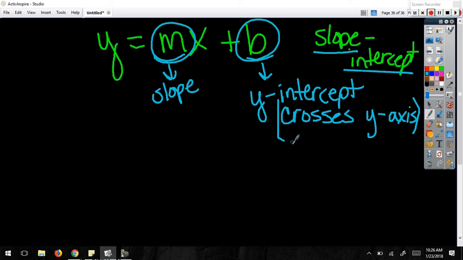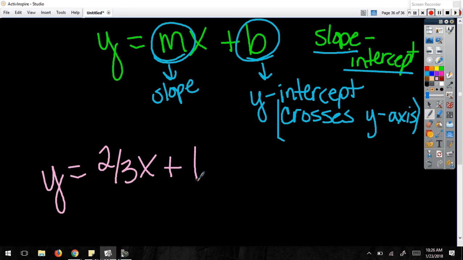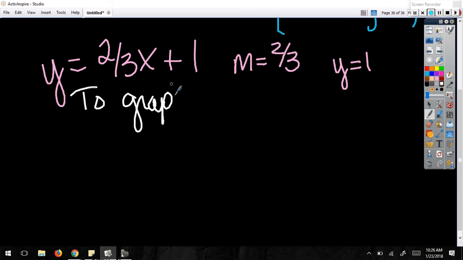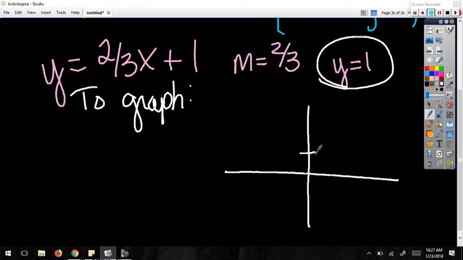So let's look at a couple of equations and see if you can pick out the slope and the y-intercept. What's the slope? 2/3. That means I'm rising 2 and going over 3. That's right. What about the y-intercept? 1. How would I graph that? Do I have a point? Yeah. It's a point on the y-axis, but it's still a point, right? 1.